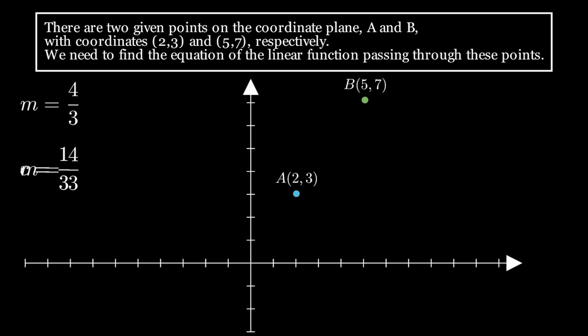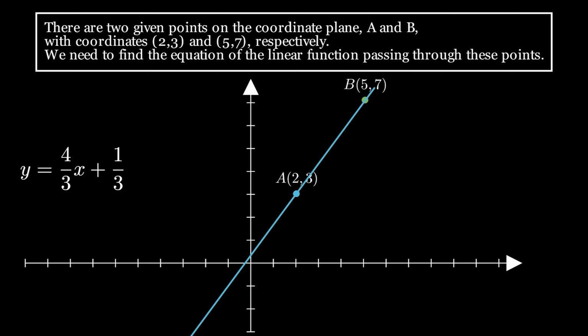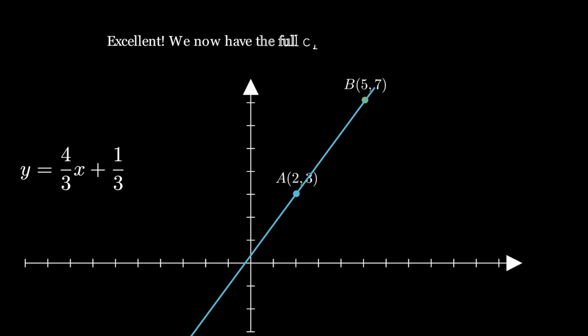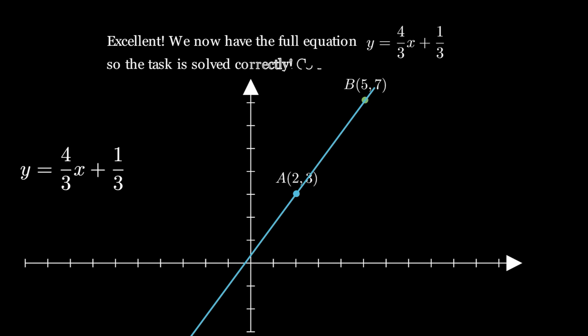With both m and c calculated, our function becomes y equals 4/3 x plus 1/3. We can see that this function passes through both points. Congratulations! We've solved the problem correctly.